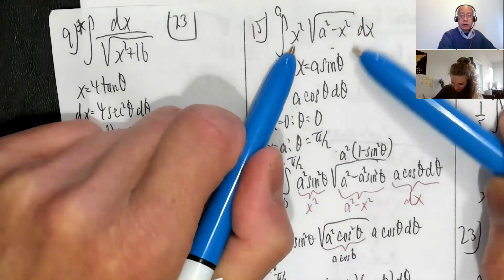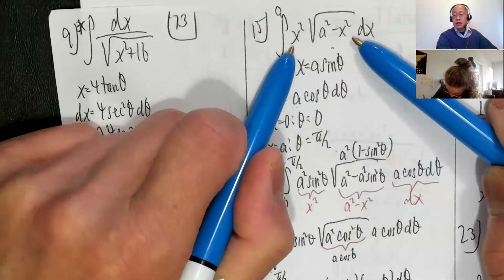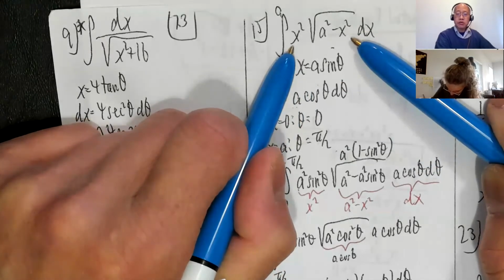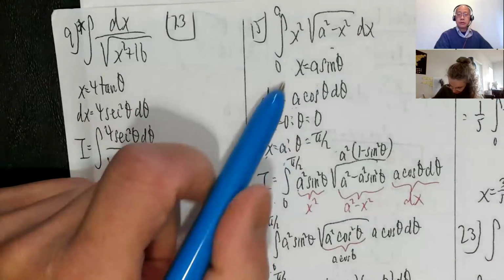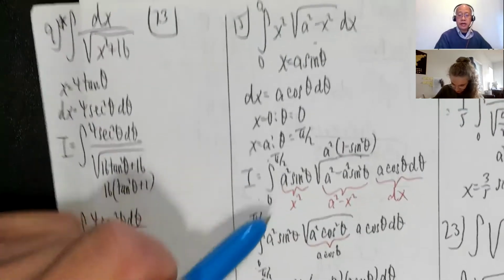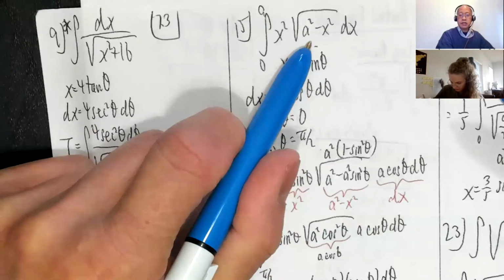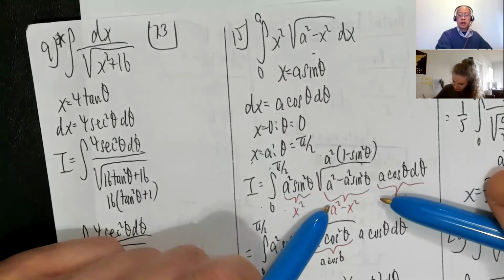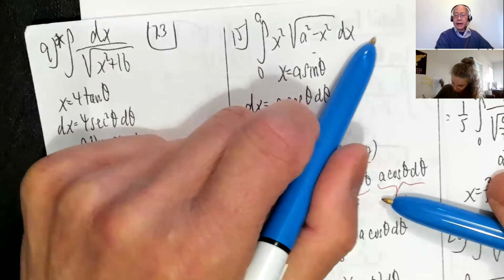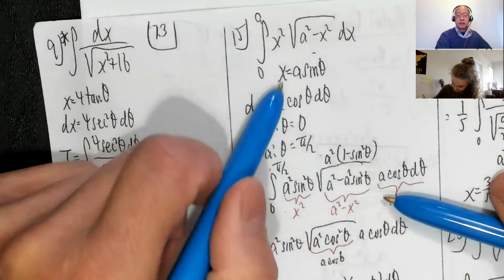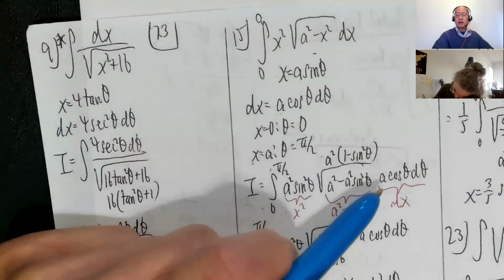Okay, right here and right here, I plug in a sine theta. Well, if you square them, you'll get a squared sine squared theta, right? So here we go. A squared sine squared theta, that's x squared. A squared minus what I just said, a squared minus x squared, a squared minus a squared sine squared theta. Dx. Well, what is dx? The derivative of a sine theta, a cosine theta d theta. So dx becomes my a cosine theta d theta.